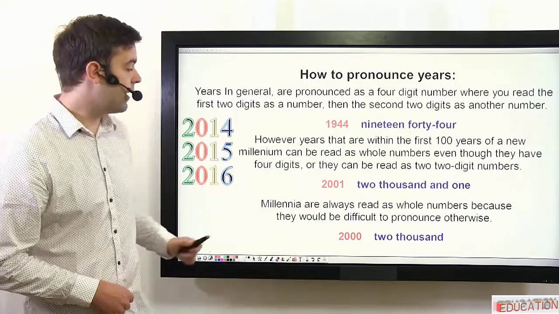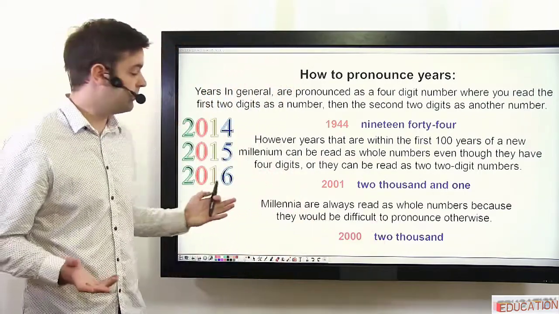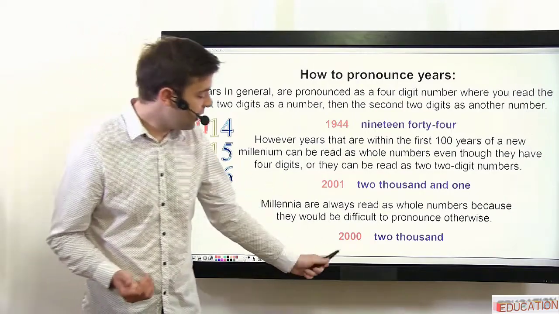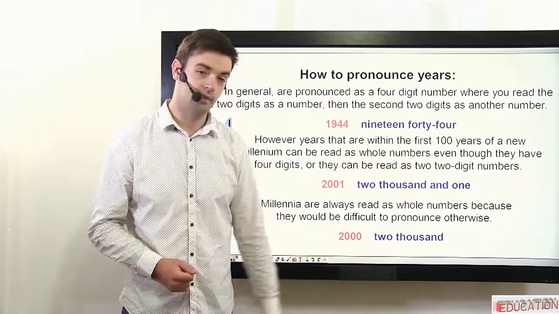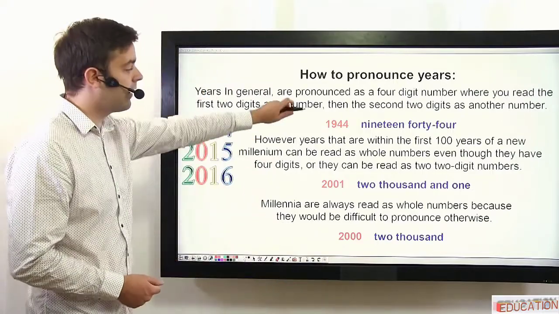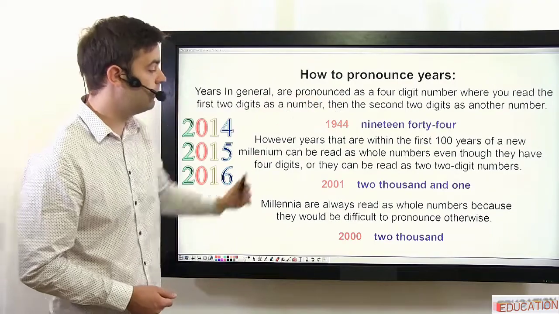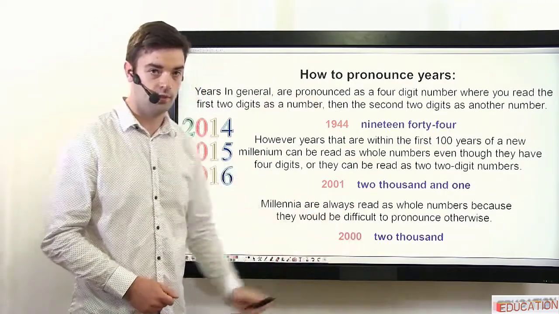Millennia are always read as whole numbers because they would be difficult to pronounce otherwise. So here we have 2000. So we have 1944, 2001, and 2000.